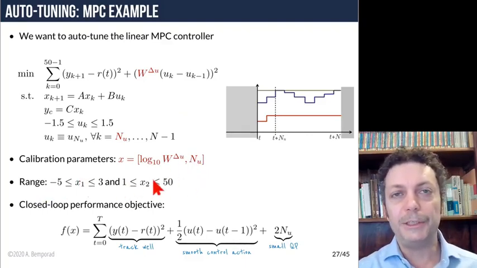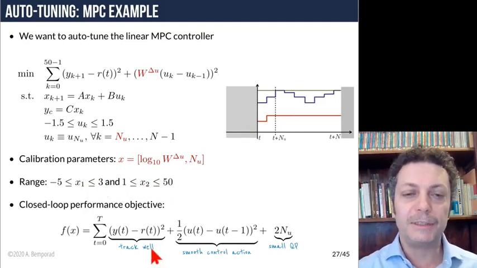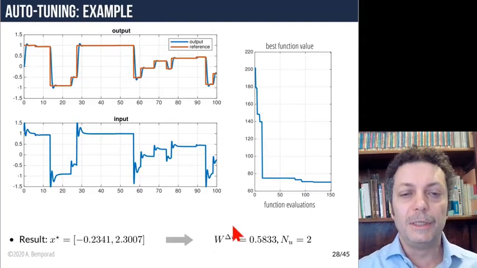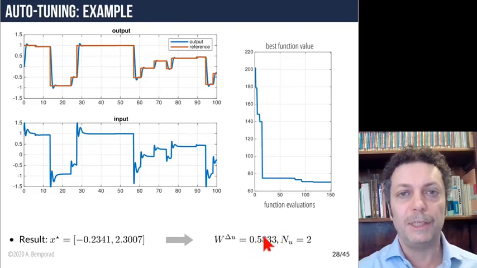Say we assign a range for these values, and as a performance index, let's look at the sum of tracking errors and also at the square input increments as well as the control horizon. Okay, so we want to minimize this function. If you run the solver, you will end up with a controller that has this weight on the input increments and the control horizon of 2, and this will be the corresponding closed loop response.